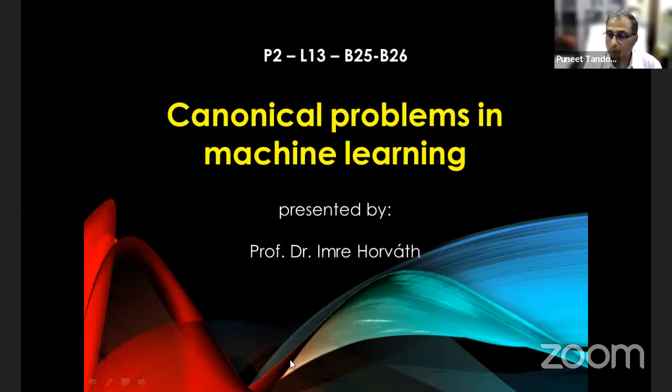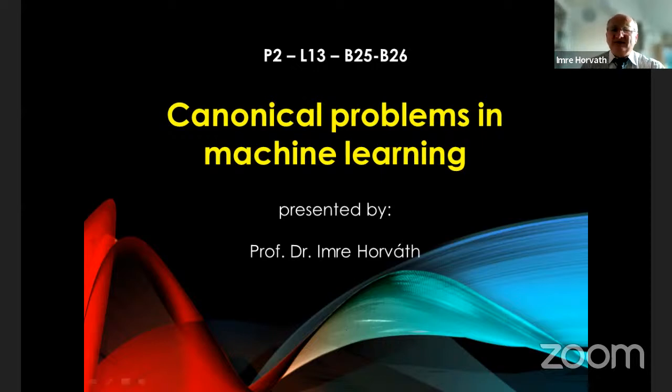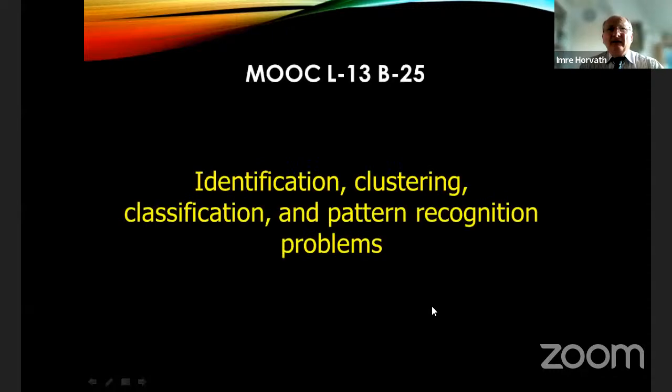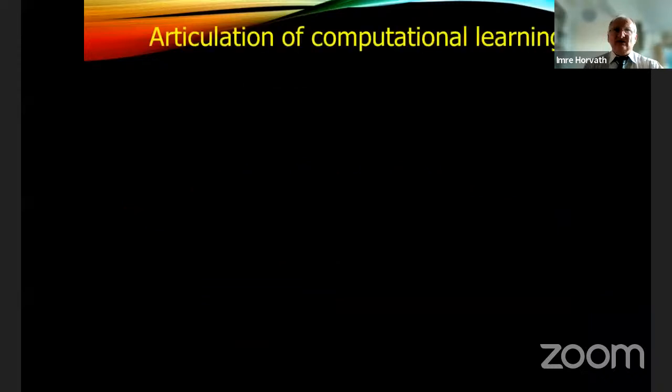So in this second lecture, I would like to give you an overview of the canonical problems in machine learning. And in the first block, I will focus on those application cases which are related to identification, clustering, classification, and pattern recognition. And I will explain them, and also I will expose the differences, for instance, what exists between clustering and classification.